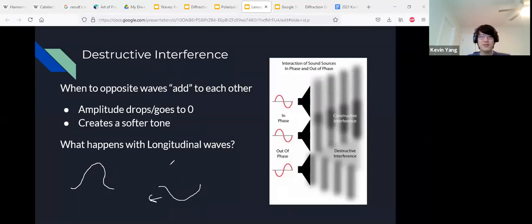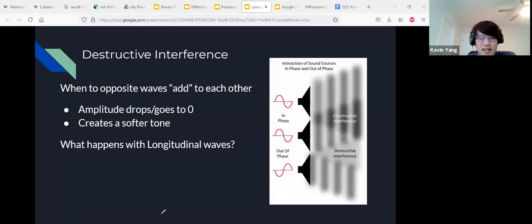So in sound terms, if we have a high point and we cancel it out with a wave that's perfectly like it, except the opposite way, the amplitude will drop to zero, right? And it's going to be softer. This is actually how sound canceling headphones work. They create the opposite wave that corresponds to whatever wave's coming in, and it makes all of the waves cancel out.